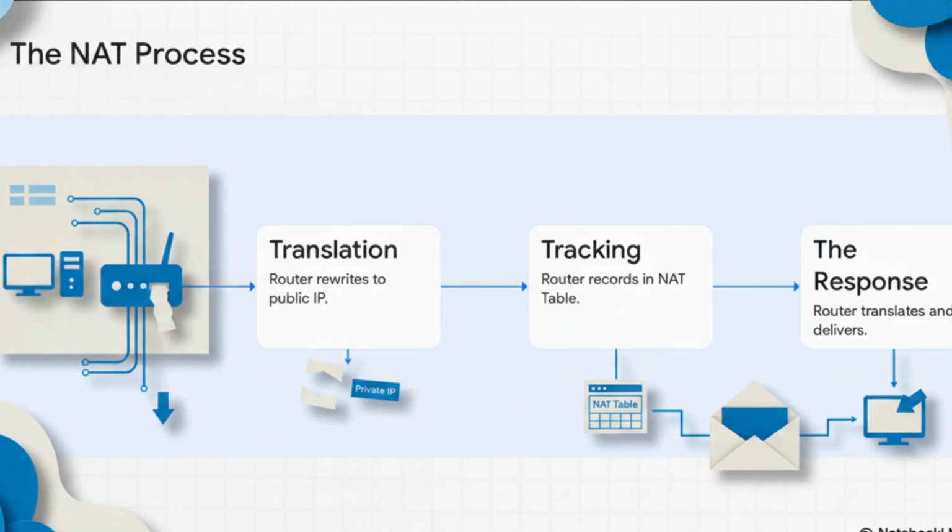And finally, step 4 is the response. When the destination web server replies, it sends the data back to that public IP. The router receives it, figures out who originally asked for it, translates the destination back to the private IP, and boom, delivers the data straight to your screen.